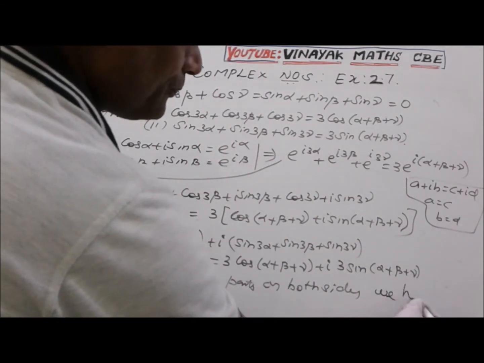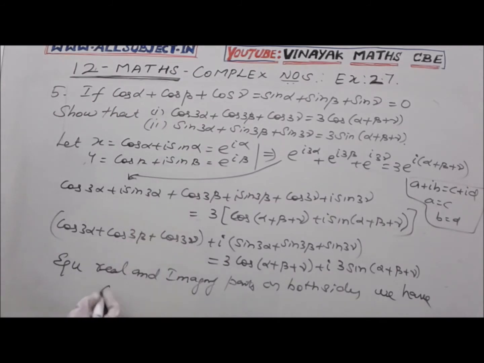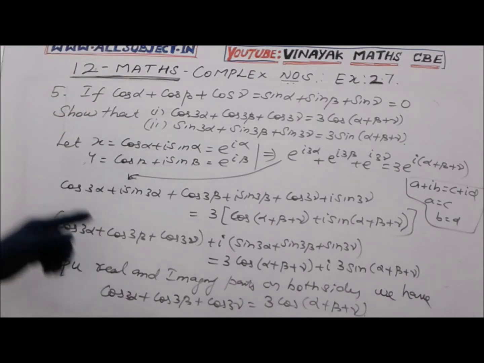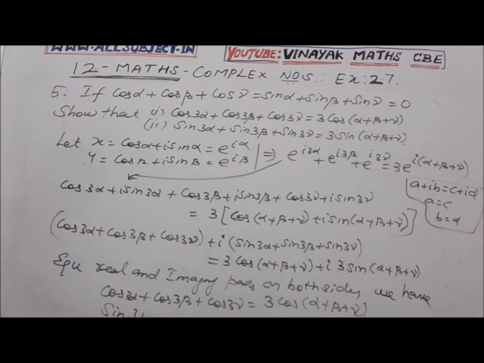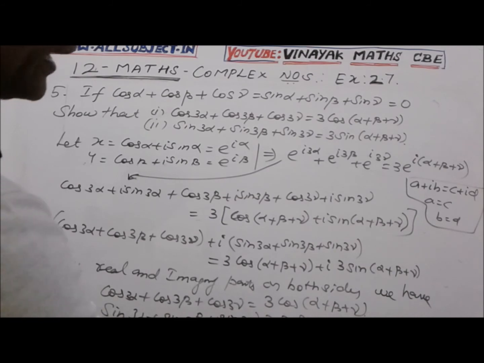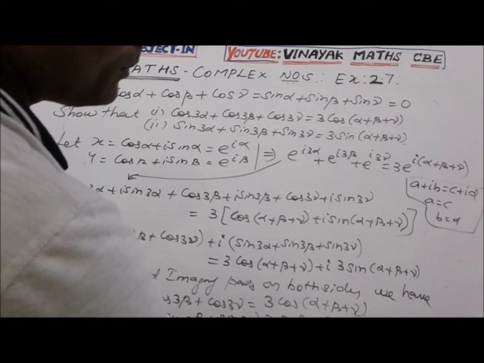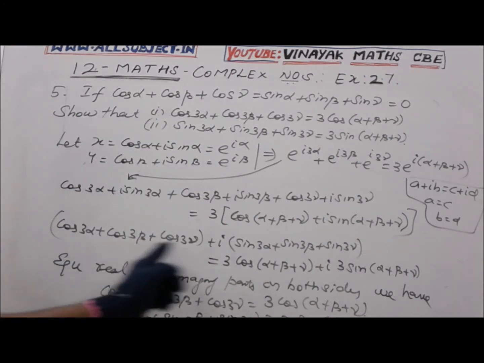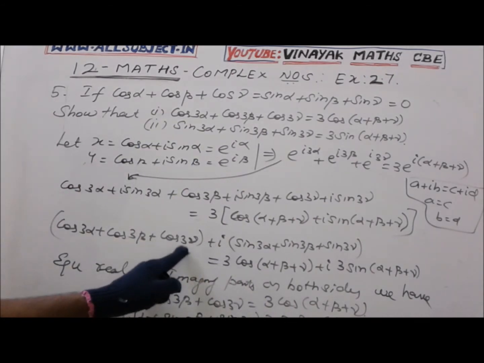We have the above results: cos 3 alpha plus cos 3 beta plus cos 3 gamma equal to 3 cos(alpha plus beta plus gamma), and the second result, sin 3 alpha plus sin 3 beta plus sin 3 gamma equal to 3 sin(alpha plus beta plus gamma). So the two results are derived from equating real and imaginary parts of this step.